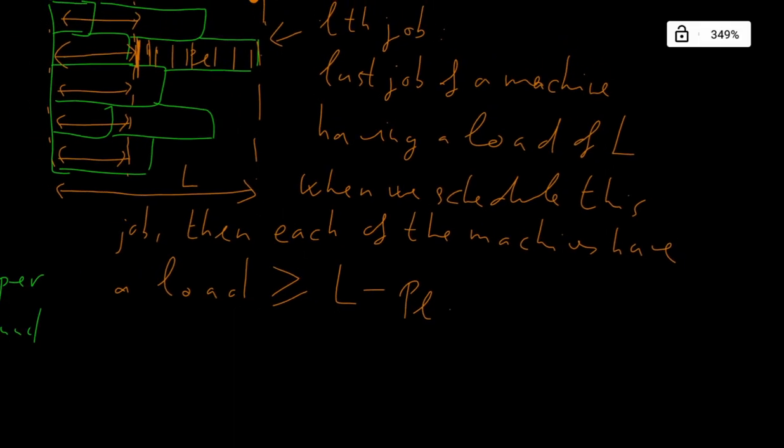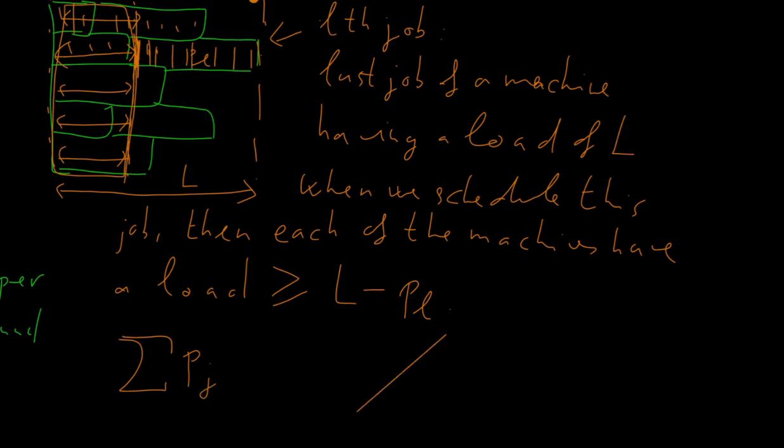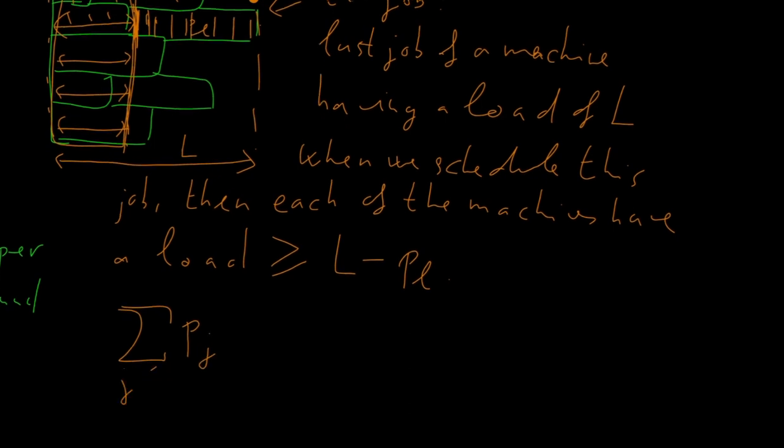Now this means that if I just sum the costs of the jobs which arrived before PL, those will cover this whole rectangle, right? So basically the sum of the jobs that arrived before the L-th job is at least M, the number of machines, times L minus PL. Okay.